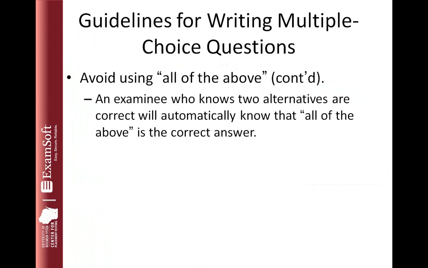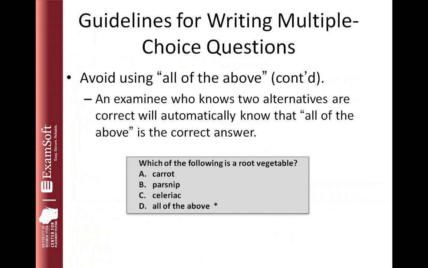On the other hand, an examinee who knows that two alternatives are correct or has a pretty good idea that two alternatives are correct now automatically knows that "all of the above" is the correct answer. So similar item here. And maybe I know that a carrot is a root vegetable, and I have a pretty good idea that a parsnip is a root vegetable. It doesn't matter if I even know what celeriac is. I automatically know that "all of the above" is correct.